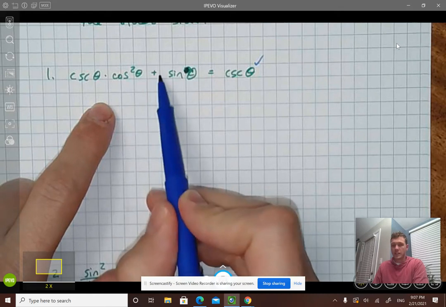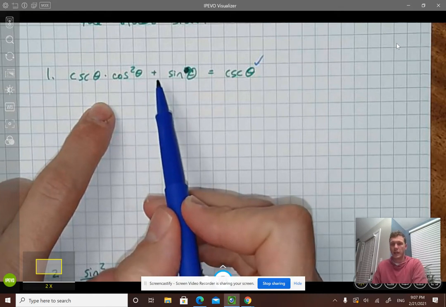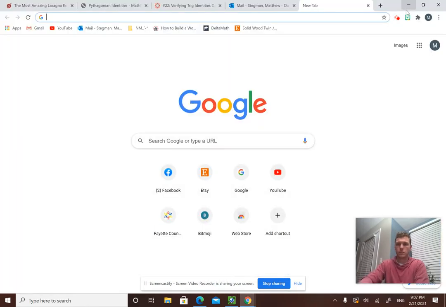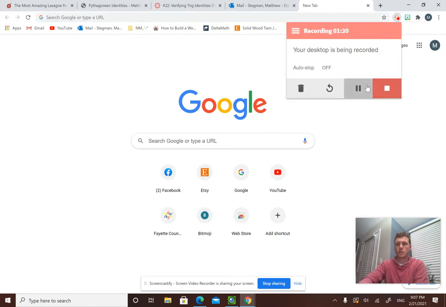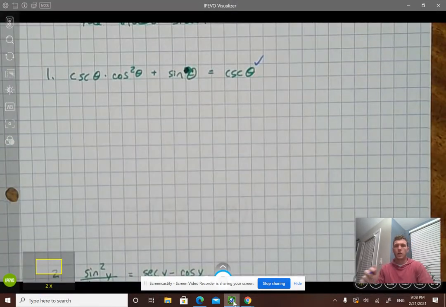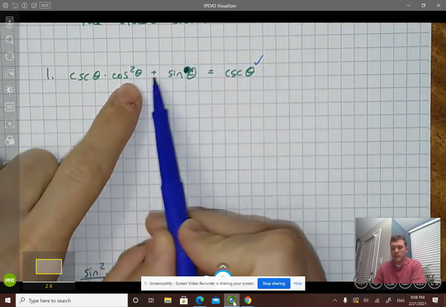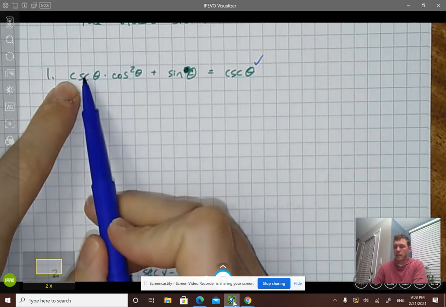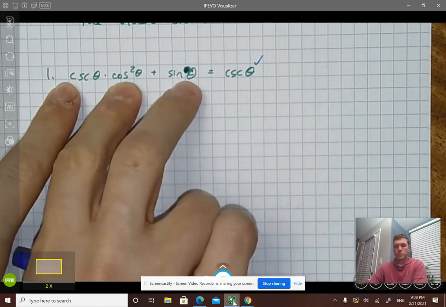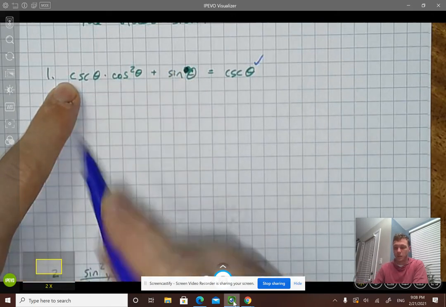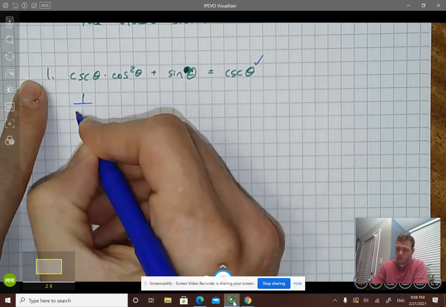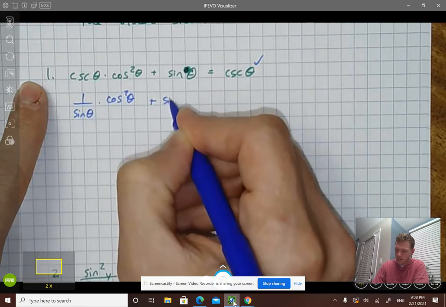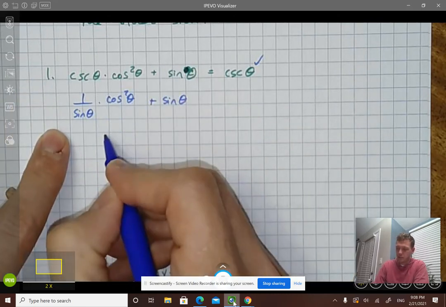So obviously we're going to have to add this together. I'm going to see what we can do to add this together. We obviously want to combine these at some point. So what I'm going to do is take this cosecant, and yes, I realize this is our end goal, but the other two terms are regular functions, sine, cosine, tangent. So I'm going to flip this over: 1 over sine of theta times cosine squared of theta plus sine of theta. I'm going to multiply that and bring that together.